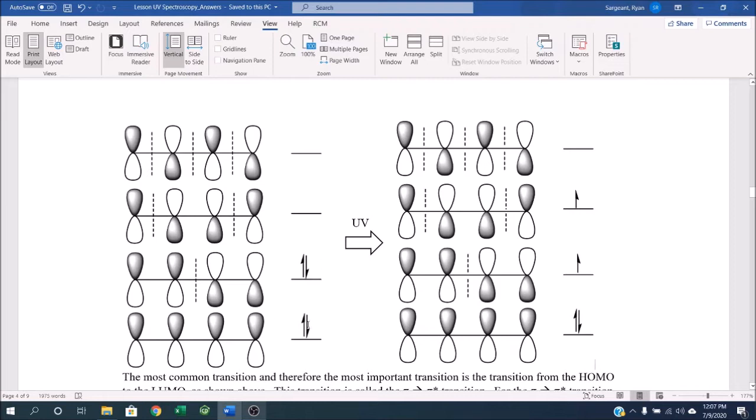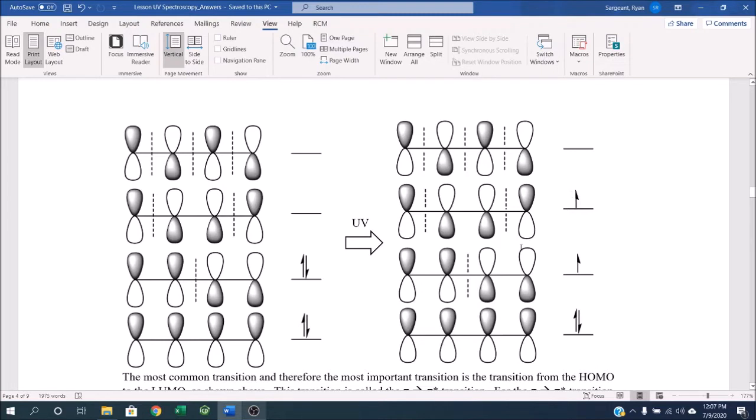So this is the ground state, the lowest energy state of 1,3-butadiene. And here, this represents an excited state, where one of the electrons in the HOMO gets promoted to the LUMO. And the energy is stored in this electron now. This is what UV light does.